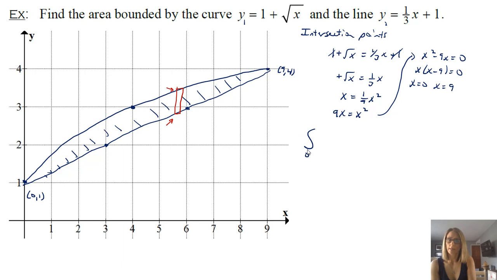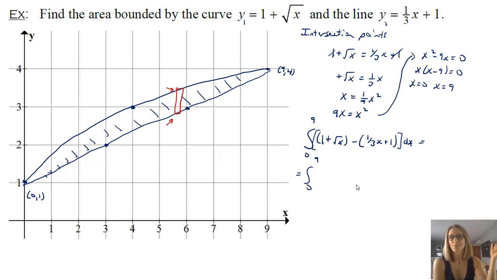But now it does allow us to write this as 0 to 9, our limits of integration in the x direction. And that function on top is 1 plus the square root of x, and the function underneath it is the line 1/3 x plus 1. And then we do have, in this case, a dx, like that. Okay, and so now we just evaluate. As I typically do, really the best thing is to make your life easier to combine anything that you can. So the ones are going to be gone. Why do I keep writing this as 1 minus? 1 plus square root of x.